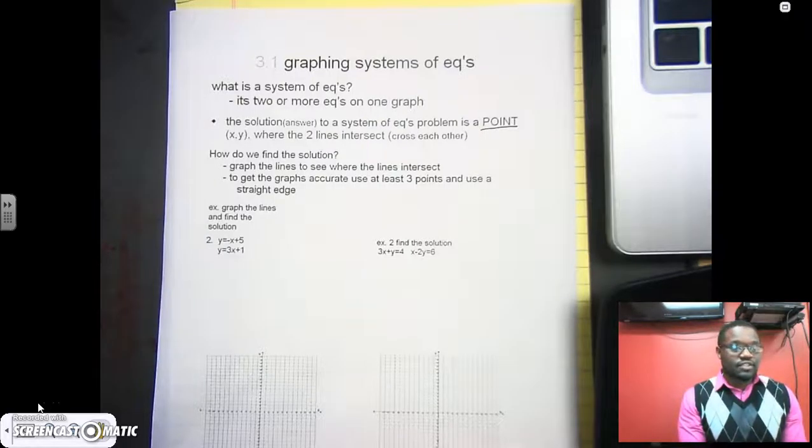There are several ways to graph or solve a system of equations. And we're going to use graphing, but there's also substitution and elimination. But with all that jibber jabber talk, let's actually get right into it. How do we actually find it?